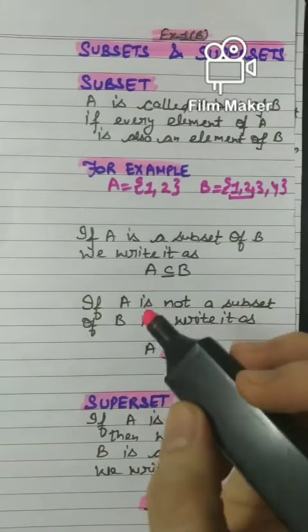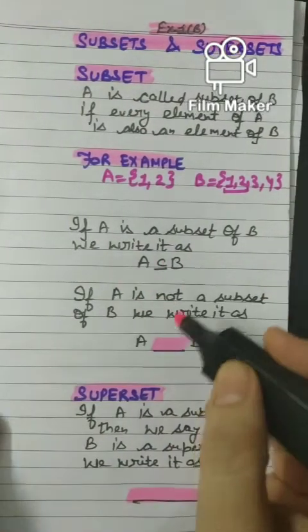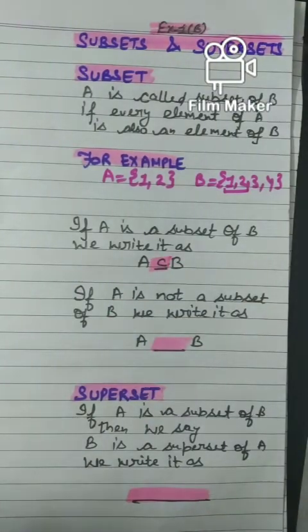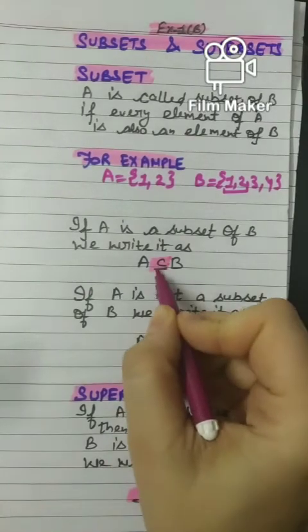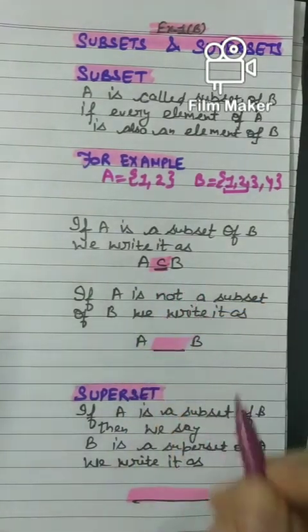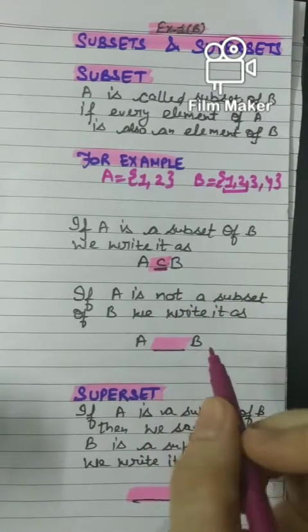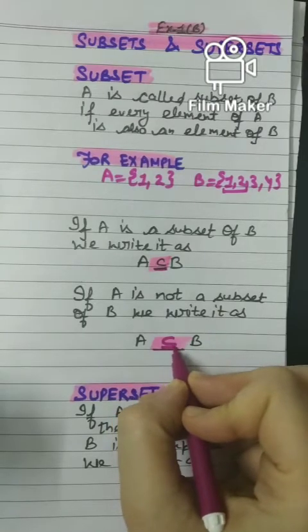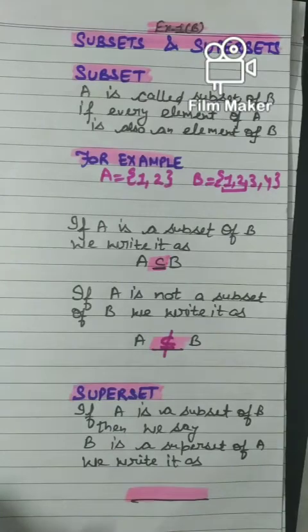So how to write this? This is the notation for that. Beta, the letter U is sleeping on this line, right? So how we read it? A is a subset of B. If A is not a subset of B, we write it like this, with a cancel mark. A is not subset of B.